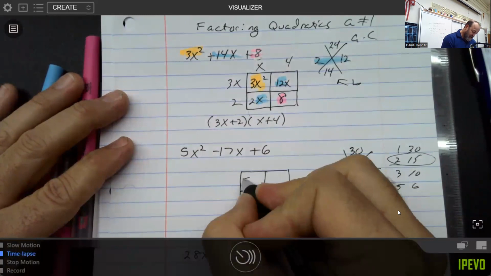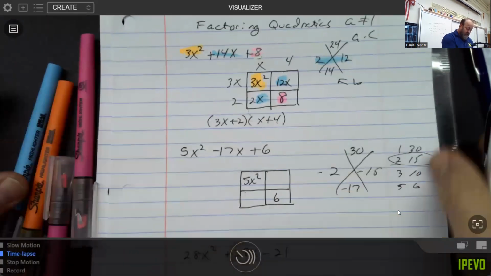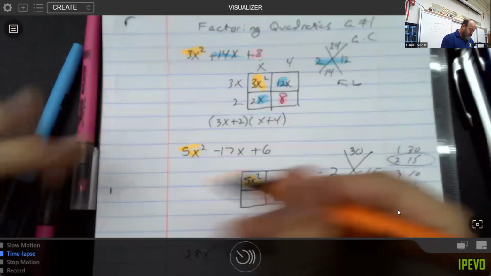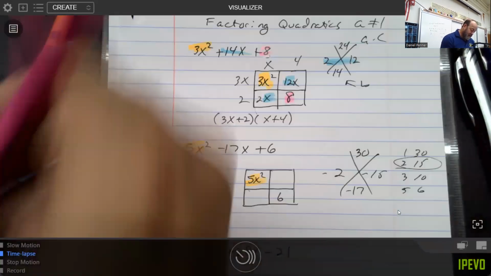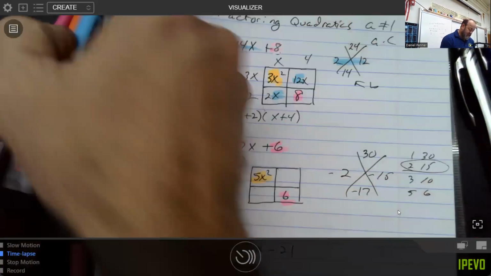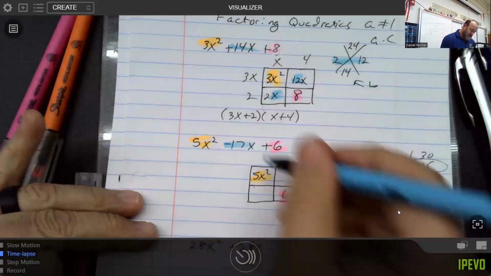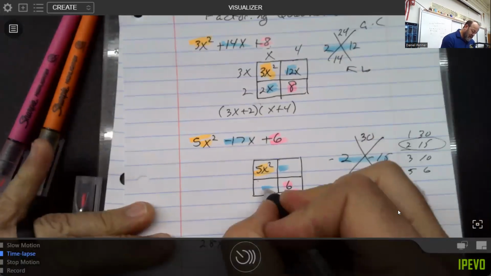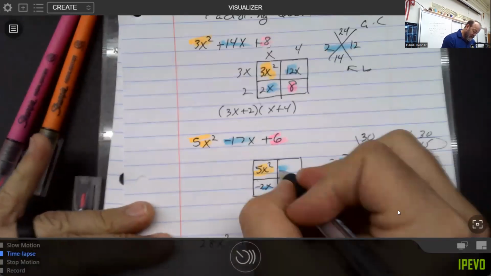So we got our 5x squared here and our 6 here. Remember, the front number goes in the top corner. The back number goes in the bottom corner, and then the 17 right here is determined by those values. And so I'm going to put a negative 2x here and a negative 15x here.